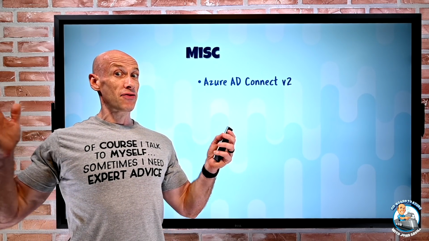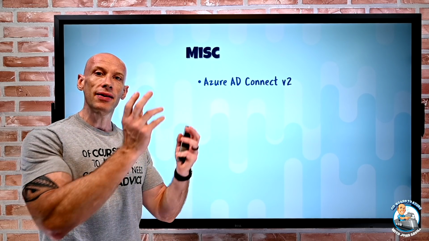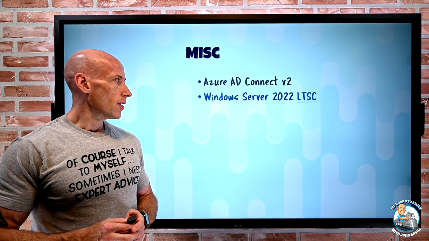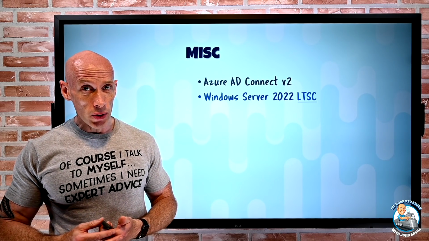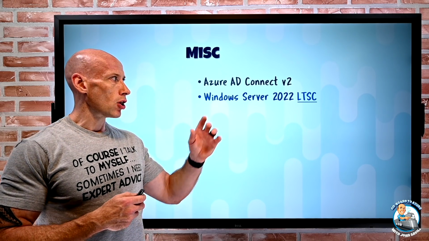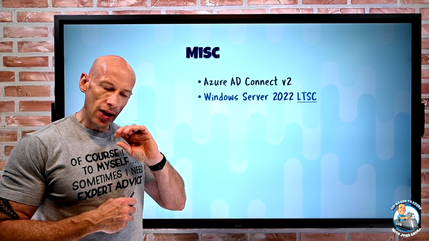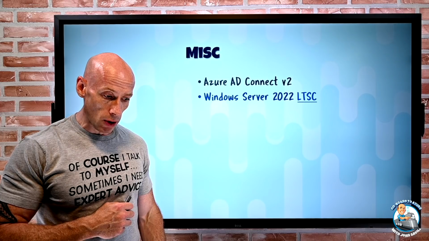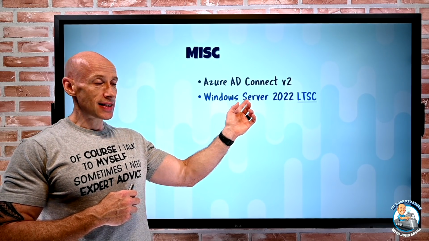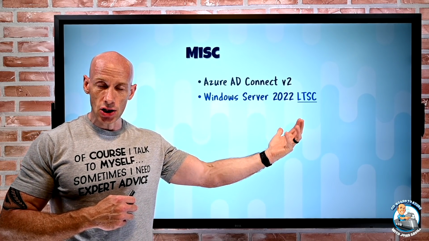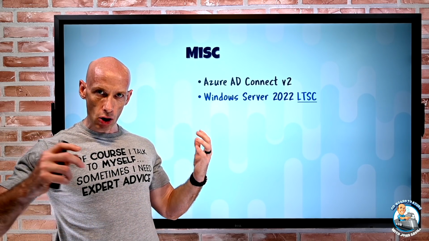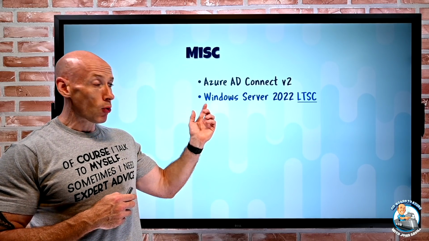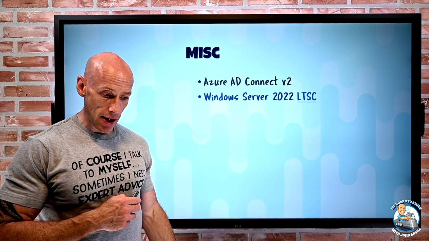Miscellaneous, so Azure AD Connect v2 is GA. Again, I did the deep dive video where I walked through, check that out. Windows Server 2022 is GA, so that's now a long-term servicing channel. They announced they're not going to be doing those semi-annual six-monthly channels anymore. But there is Standard, Datacenter and Datacenter Azure Edition. Remember, the Azure Edition has a lot of hot patching and capabilities we can leverage in Azure. It's available in the Azure Marketplace right now.